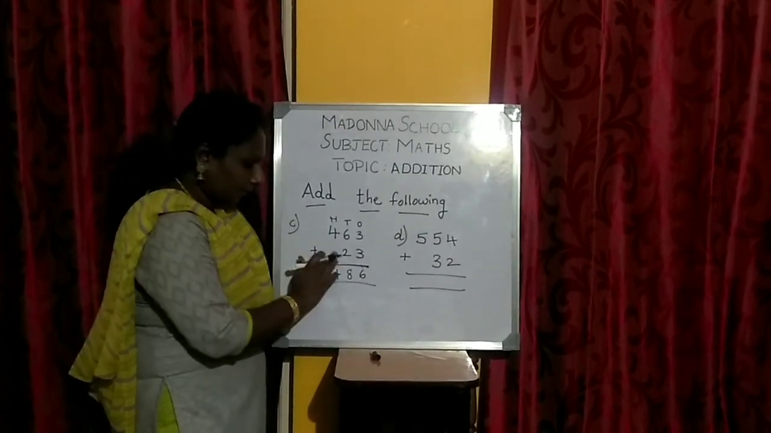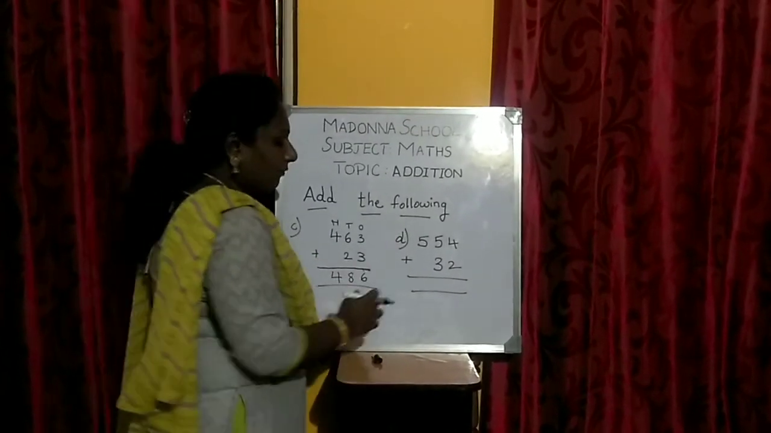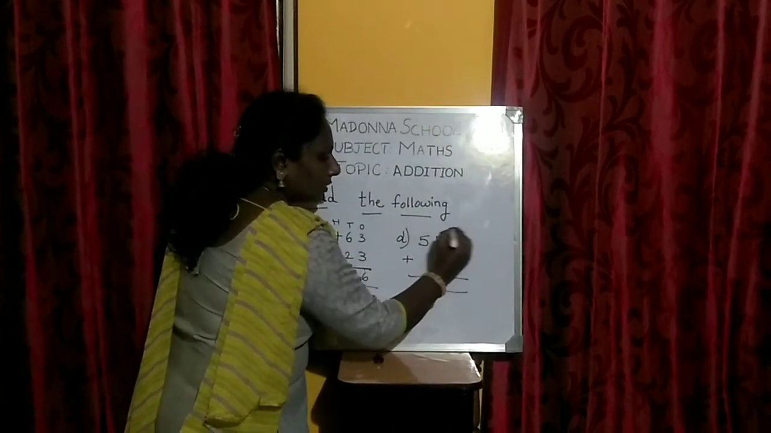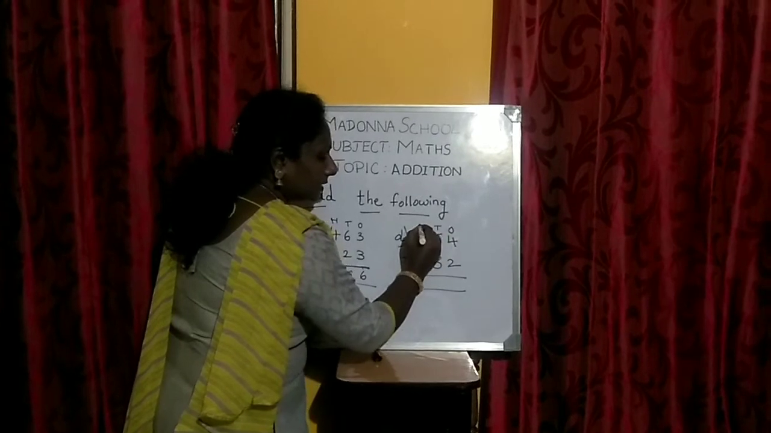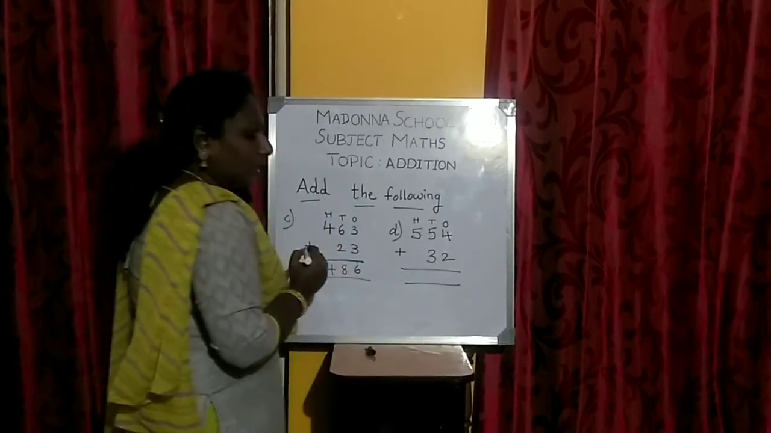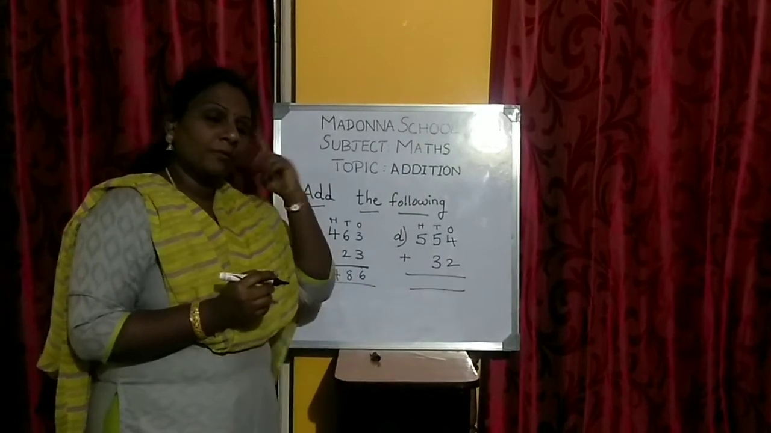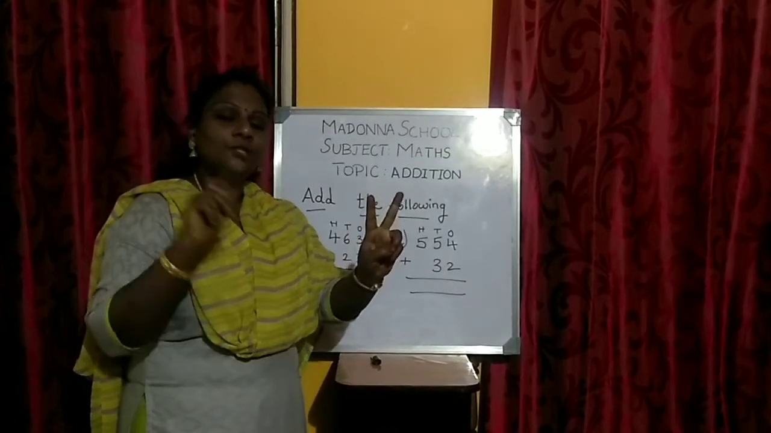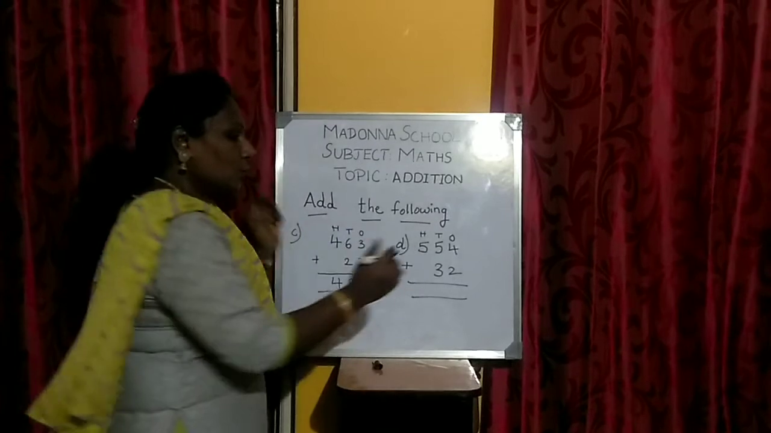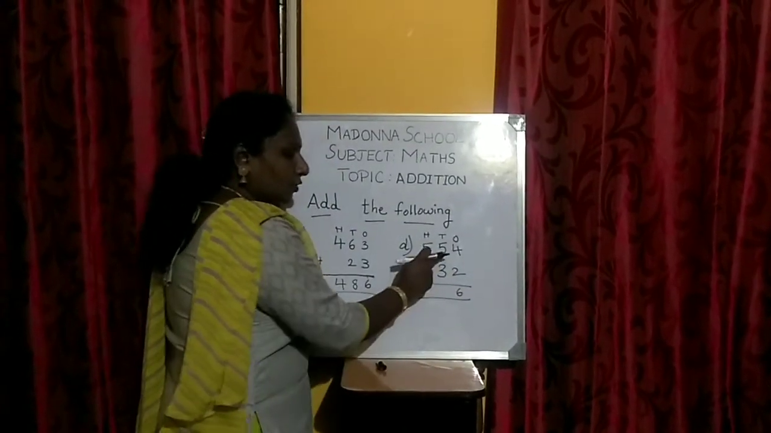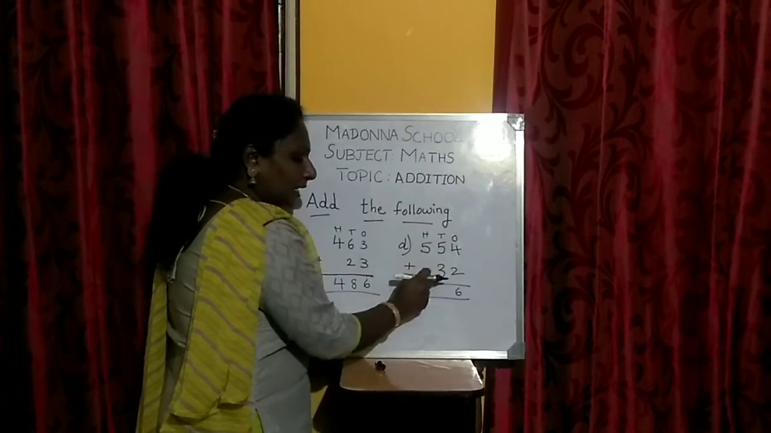Okay children. Same way we see the other example. So write the place value: ones, tens, hundreds. Okay. So what is the number in the ones place? 4 plus 2. 4 in your mind, 2 show it on your finger. After 4: 5, 6. So 4 plus 2 is how much, children? 6.